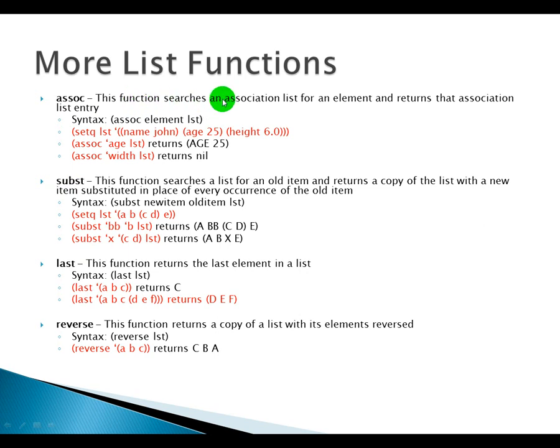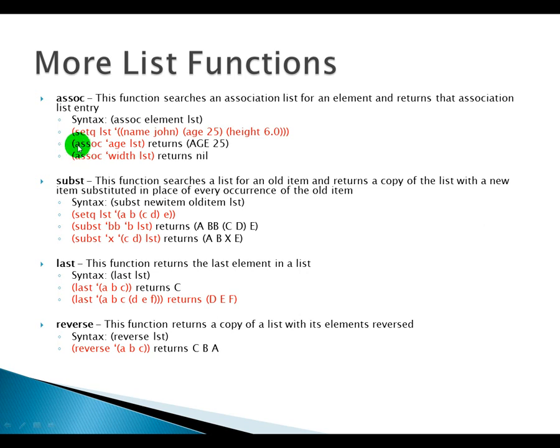This function searches an association list for an element and returns that association list entry. So this is the syntax: ASSOC, the element, and our list. For example, we have here a list of lists stored in an LST variable. So this is our first list: name John, age 25, height 6.0.